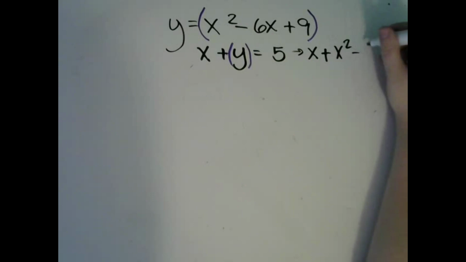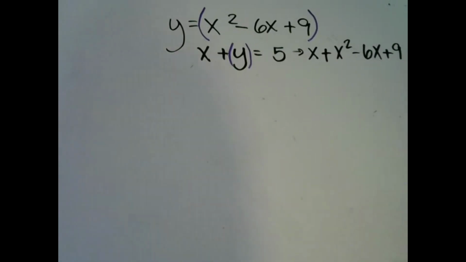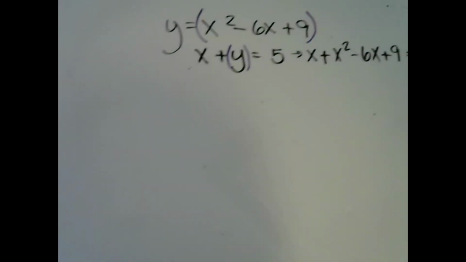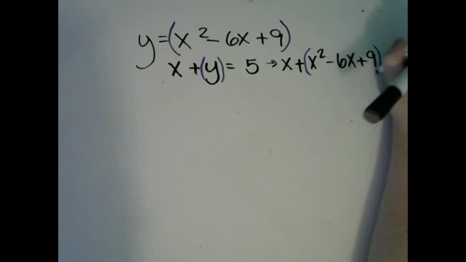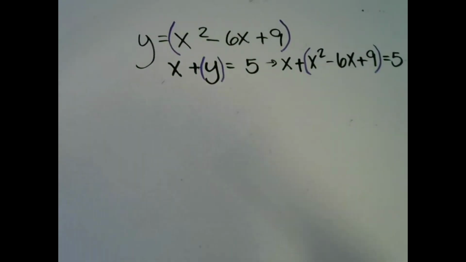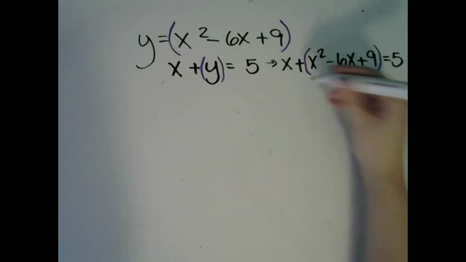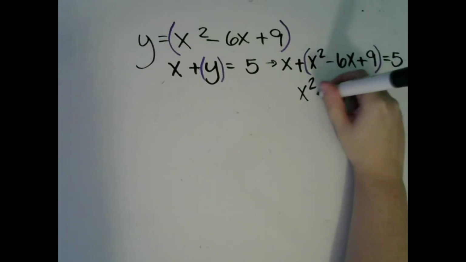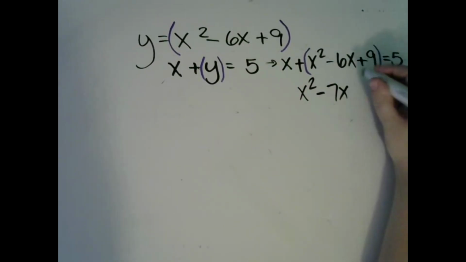x squared minus 6x plus 9 equals 5. So we have x plus our substituted expression is equal to 5. Now we have a single equation with a single variable that we can solve. Combine like terms. And we also want to subtract the 5 over to this side.